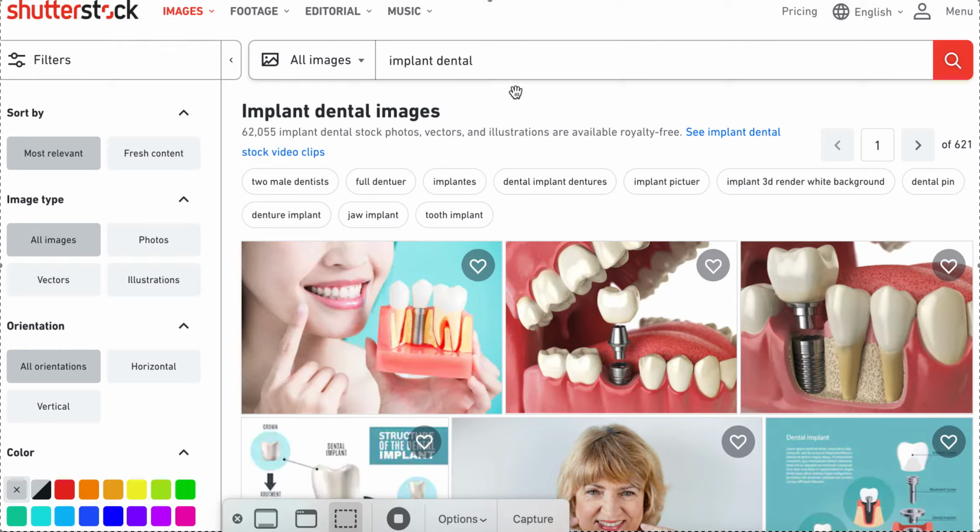So for example, let's say you were creating content about implants. You can go ahead, type that in there, and there are 621 pages of pictures of implants that you can use.